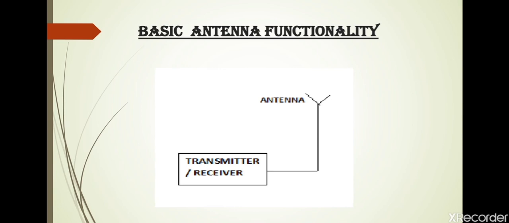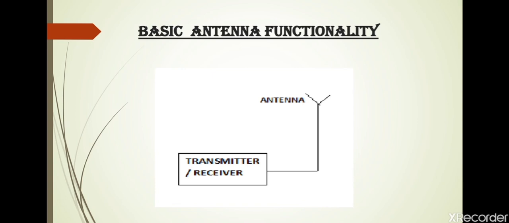The same antenna can be used in both transmitting and receiving station. This property is known as reciprocity. A transmitting antenna converts electrical signal into electromagnetic waves and radiates them. A receiving antenna converts electromagnetic waves into electrical signal. The functionality of an antenna depends upon the radiation mechanism of a transmission line.